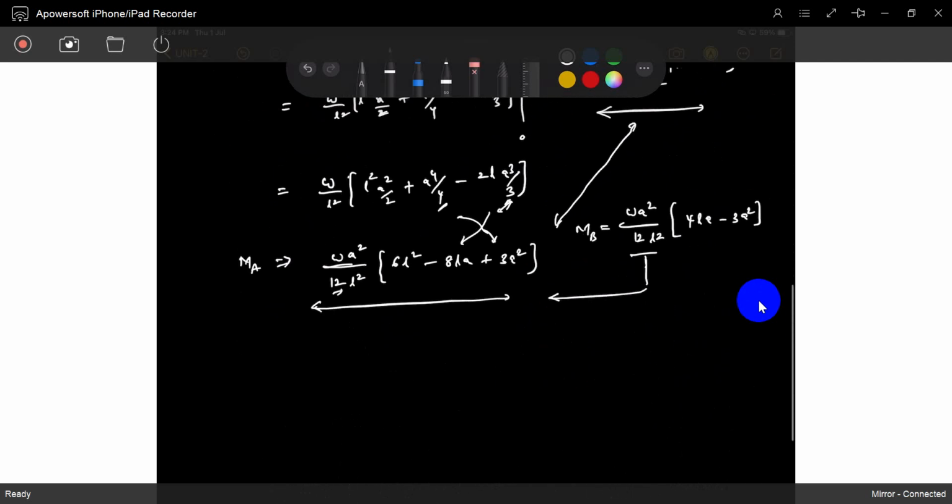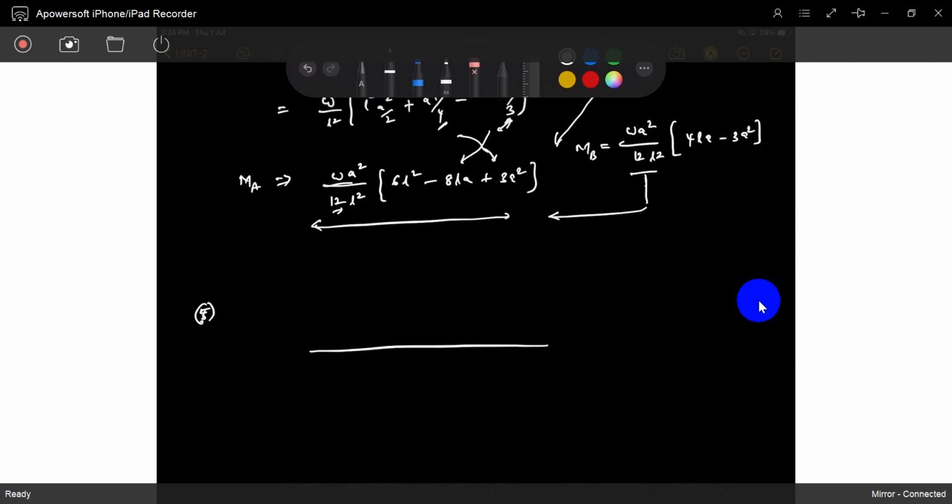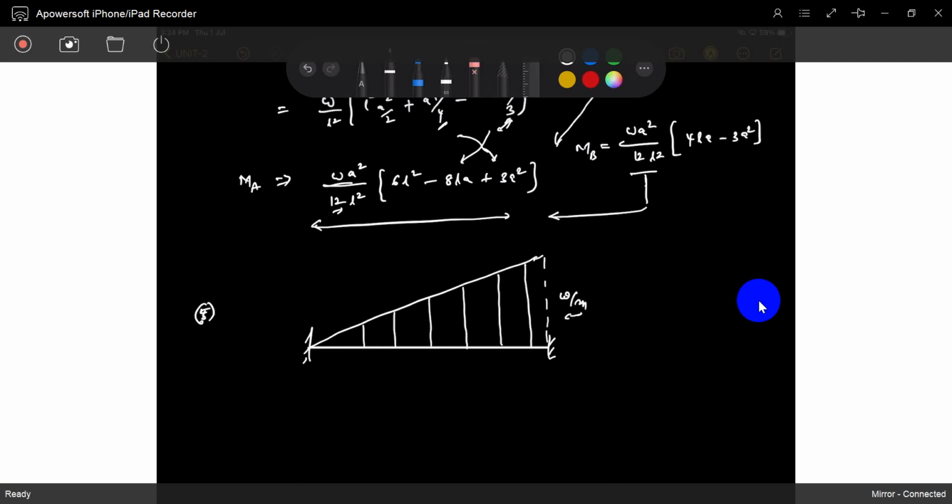Once you got this, I will shift to another one. So okay, I will shift now. Focus on this. So W per meter. It's a bearing load. It's a W at the end, but at this location it's 0.